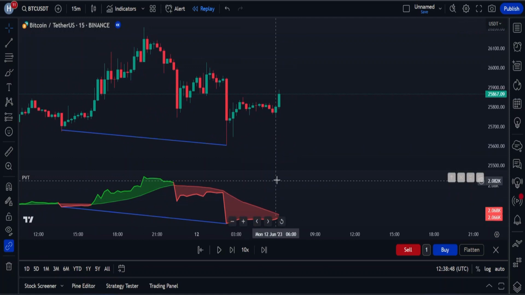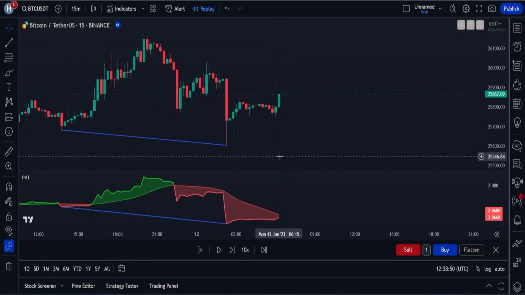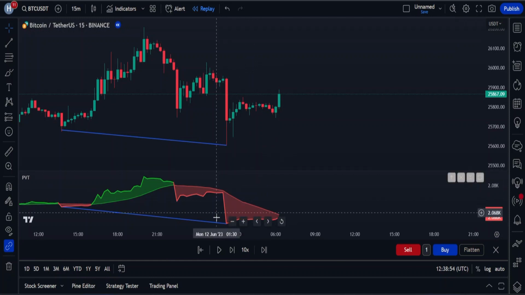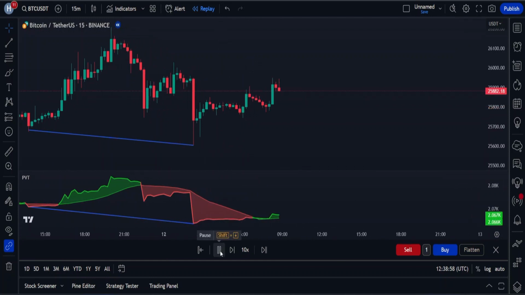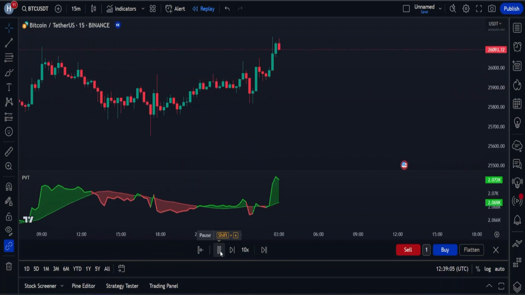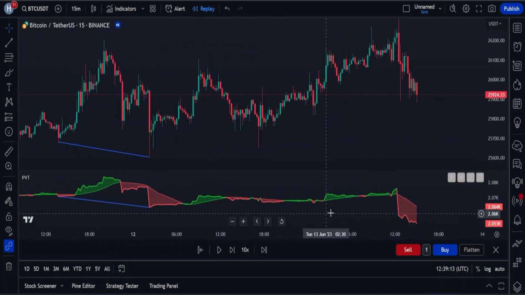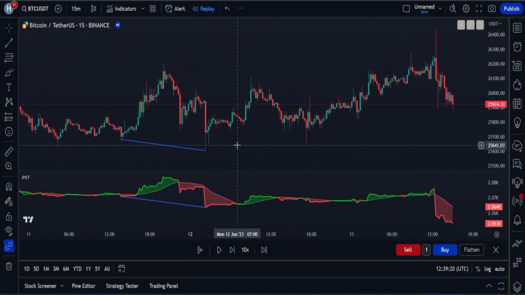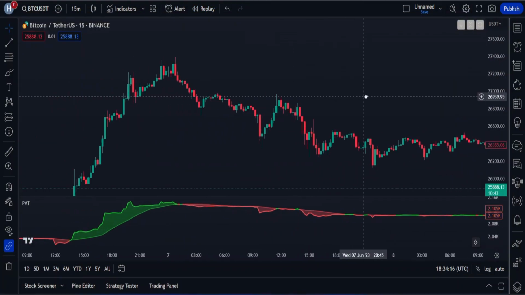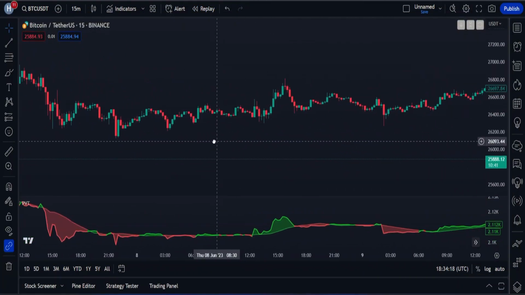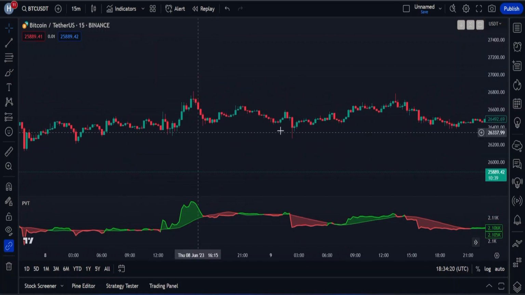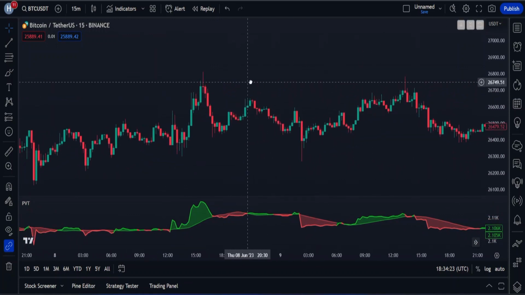This divergence between the PVT indicator and the price action can suggest that the price of the asset is oversold and may be due for a correction. If we take a look at the price action after this divergence, we can see that the price indeed made a correction and started moving in the bullish direction. No matter how good this indicator is, by itself, we can still not use only this indicator to open buy and sell trades.